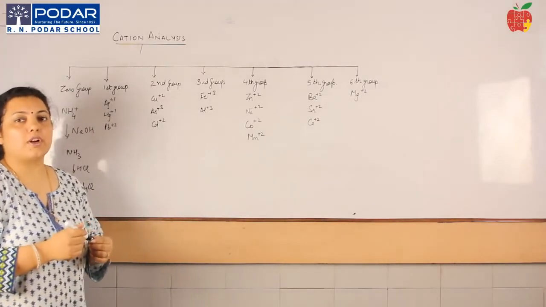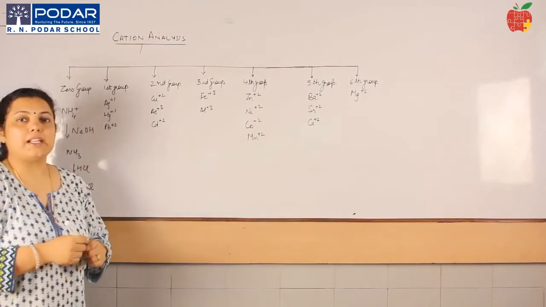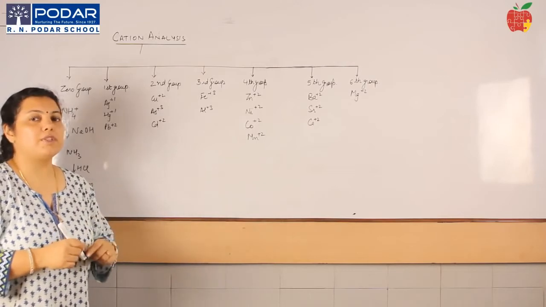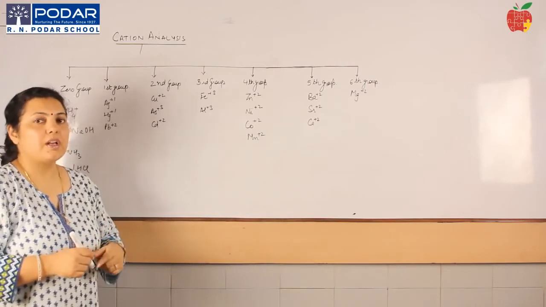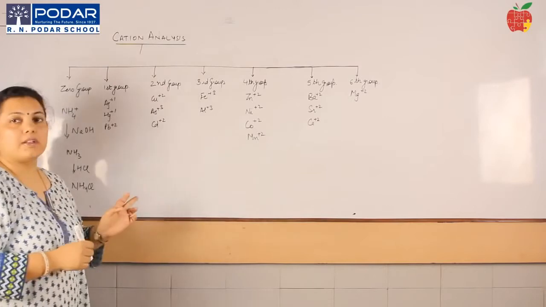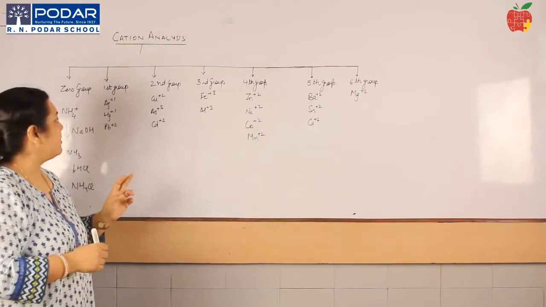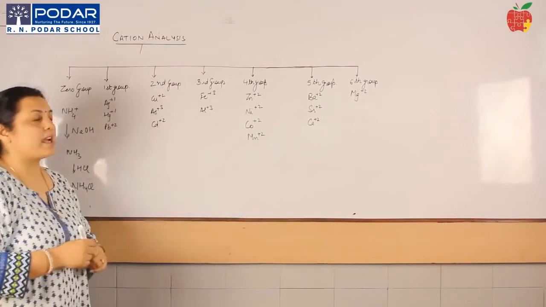After you have got this smell of ammonia and dense white fumes of ammonium chloride, you can perform the confirmatory test for ammonium ion, which is with Nessler's reagent. Suppose there is no observation on adding NaOH, then we move on to the first group. In first group, you have silver ions, mercurous ion and lead ions.